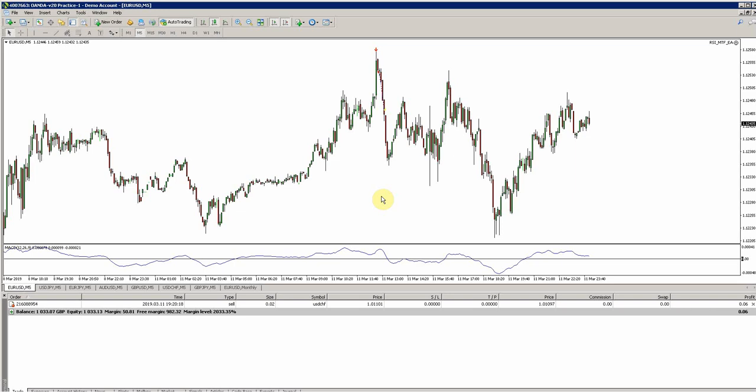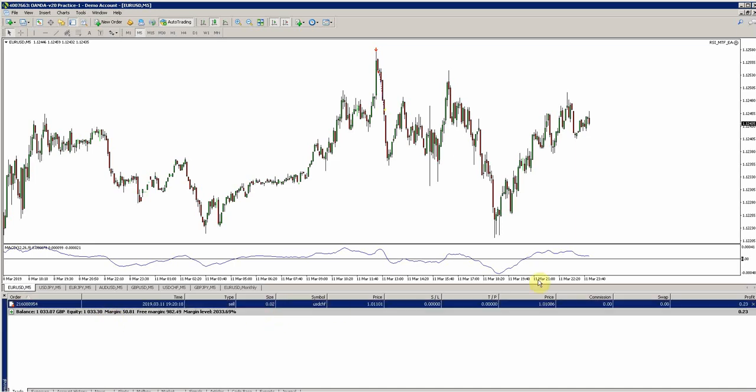So what I wanted to show at the moment is that the account is £33 and 13p up with one active trade, which is in profit, which is good. So I started the account with £1,000. So this account is now 3.3% up.